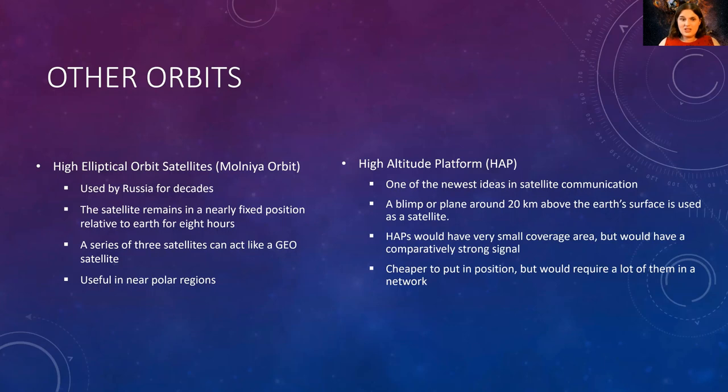So the other types of orbits that are used are high elliptical orbits. They were mostly used by Russians to get close towards the polar areas. And then you had high altitude platforms. Basically, these are the lowest of the lows. These are your blimps or your high altitude weather balloons, so to say, that do kind of coverage. They're cheaper to put into position, but we require a lot of them to put in a network. And also you have the problem where you can't keep them up there for a long period of time. So there's that problem.